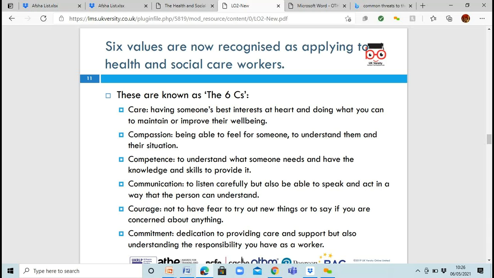Competence is to understand what someone needs and have the knowledge and skills to provide it. Communication is to listen carefully, but also be able to speak and act in a way that the person can understand. So communication actually comes into you adapting the way you talk.